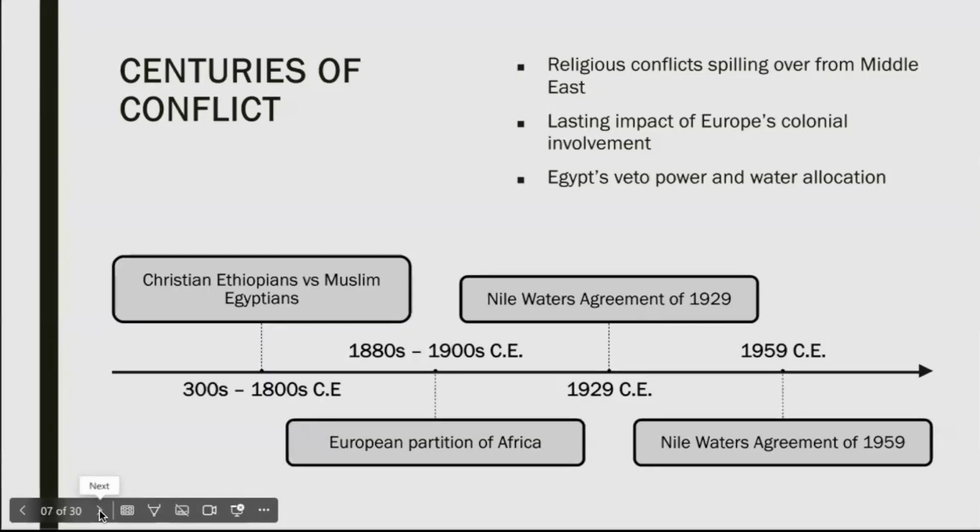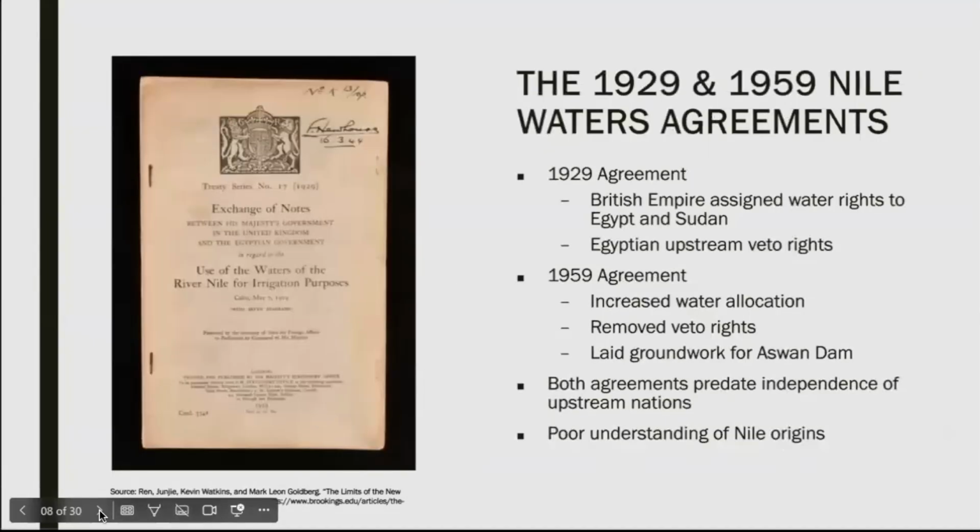The first of the agreements drafted in this period of colonial involvement was the Nile Waters Agreement of 1929. The second iteration of this agreement came in 1959 with the Nile Waters Agreement of 1959. So what were these agreements?